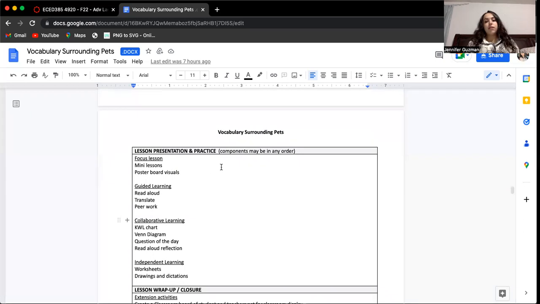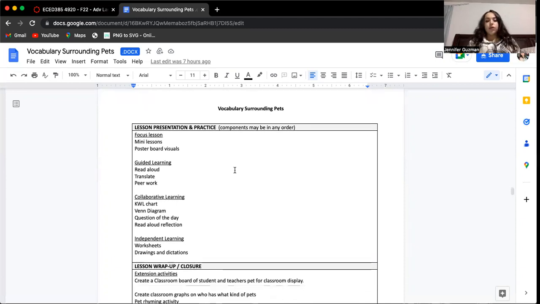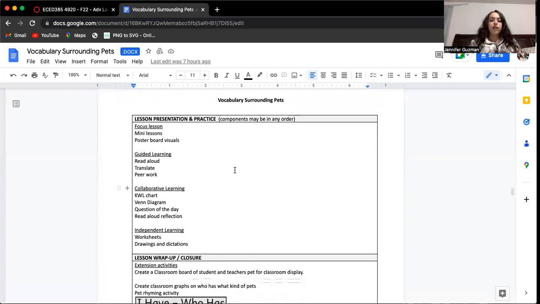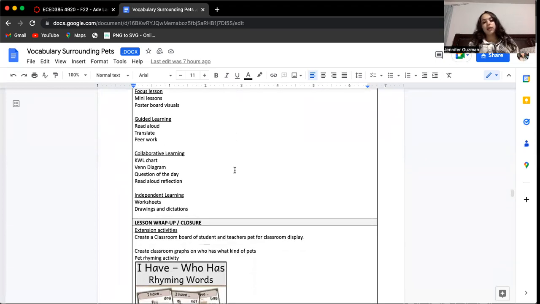Lesson presentation and practice. Focus lessons can be mini lessons, poster board visuals, guided learning, read out loud, translate; peer work, collaborative learning, KWL chart, question of the day, read out loud; reflection, independent learning, worksheets, drawings, and dictations.